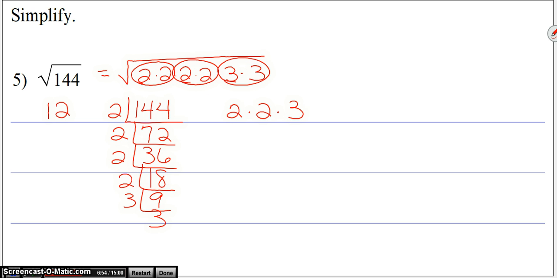And 2 times 2 times 3 is 12. So we're going to get that answer anyway, even though we knew what it was in the beginning. It still works. When everything gets circled, there's no radical left. It was a perfect square.